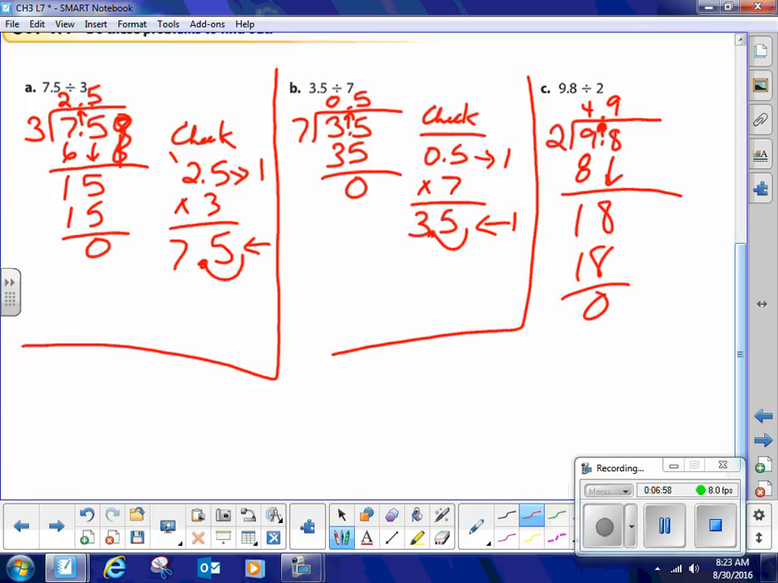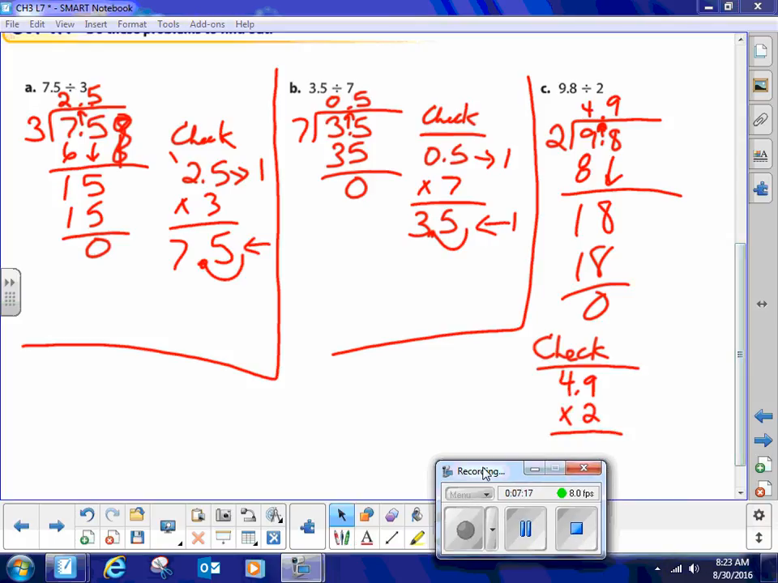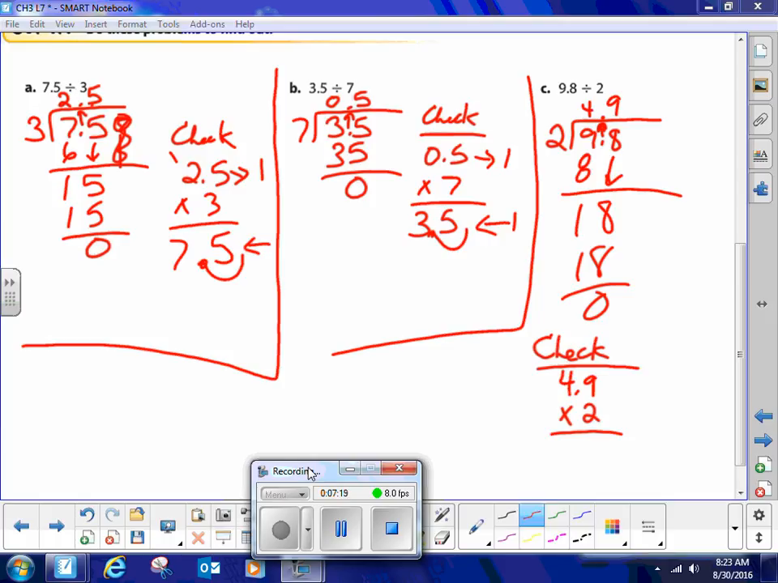Excellent. Check. I'll do my check right here. I take 4.9, my quotient, and I multiply it by 2. I have something in my way. Let me just take a second. There we go. All right. 9 times 2 is 18. Carry the 1. 4 times 2 is 8, plus 1 is 9. Give ourselves a wubba. And look, we come up with our dividend.